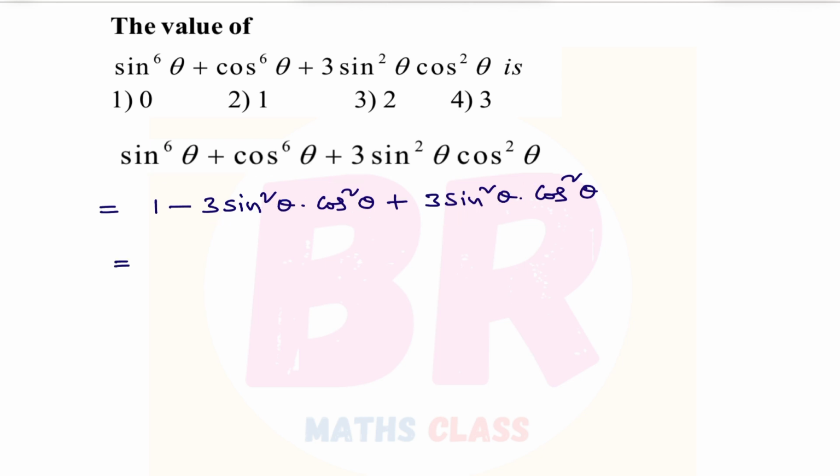What you will get? Its answer is 1. So this is very easy. You can do this problem in seconds if you know this. Otherwise, you need to take the trigonometric identity sin square theta plus cos square theta equal to 1, and you need to calculate sin power 6 theta plus cos power 6 theta, all those things.